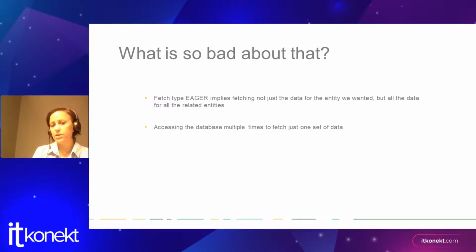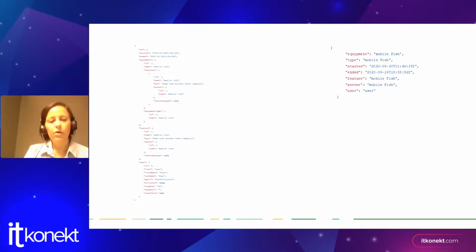We all know that accessing the database is an input-output operation, which is time-consuming and resource-consuming. Also, you can see here on the left side the JSON representation of the data which was a response from the database from the first setup. You can see there that we are fetching all the fields from all the entities, and on the right side you can see what we actually needed. So we generated additional network traffic with all the unnecessary data.